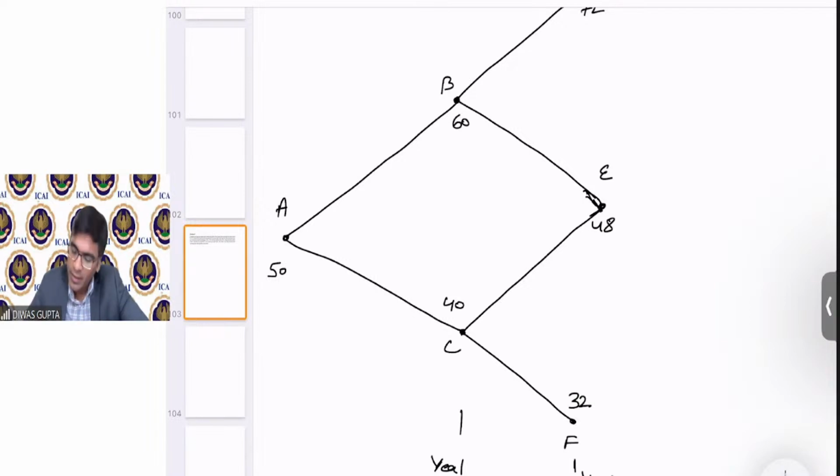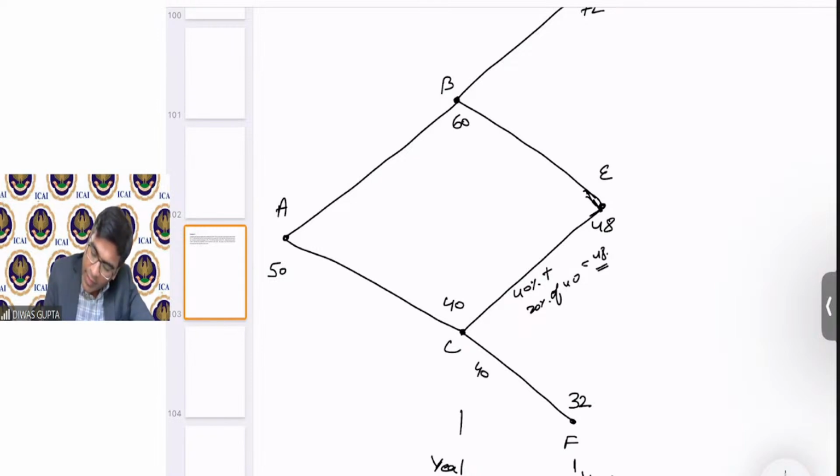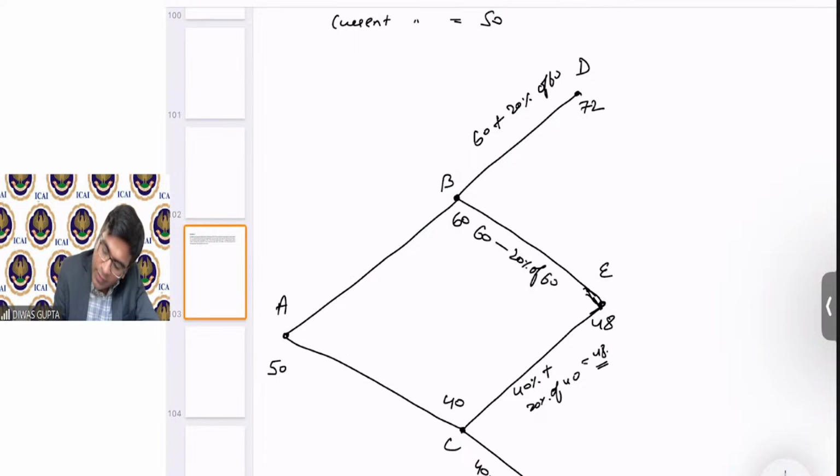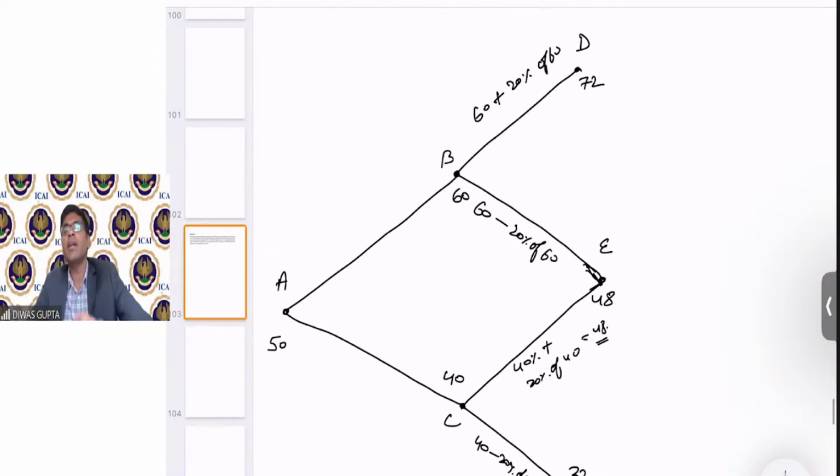Now 50 moving down to 40 also has a possibility of 40 moving up to 48, because see here what we have done, 40 plus 20% of 40, which is 48. Here what we have done, 40 minus 20% of 40, which is 32. Correct? Similarly, here we have done 60 plus 20% of 60, which is 72. Similarly, here we have done 60 minus 20% of 60, which is 48. Okay. So hence 48, 48, rather than keeping two different nodes, we have kept one node because ultimately the value is the same. Okay.